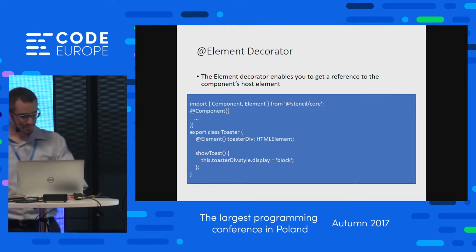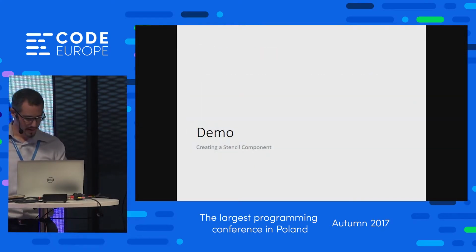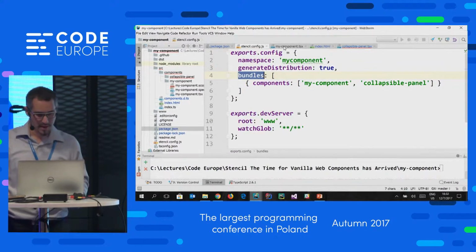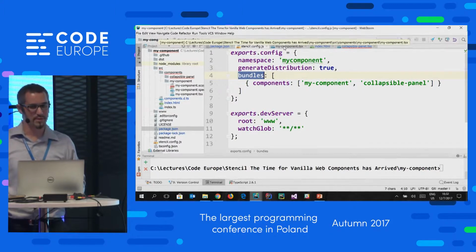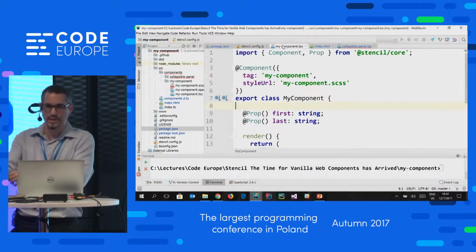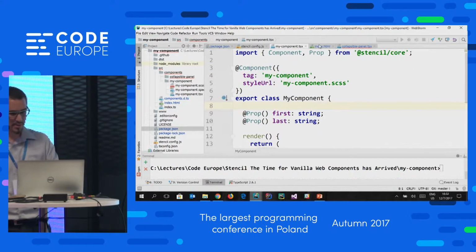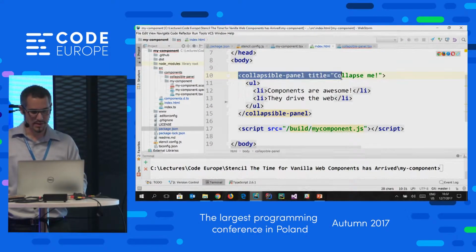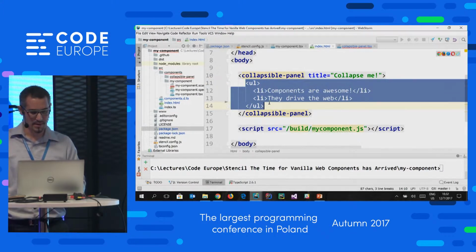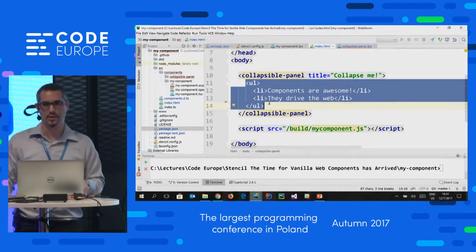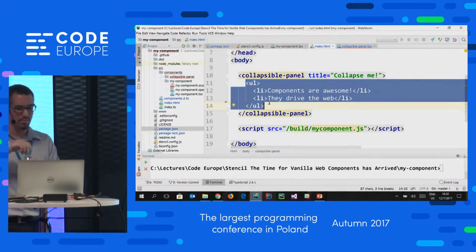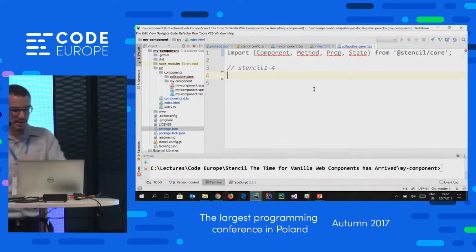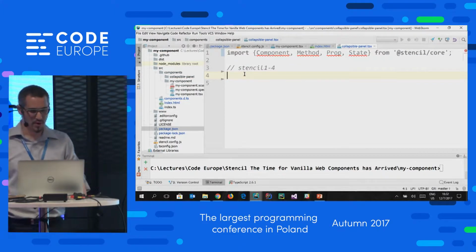So with that, let's create our new component. I'm going to create the same component, the same collapsible component, but with Stencil. So let's get started. You can see here in the example that I have a collapsible panel, and here I don't use a slot or anything else. It's just a component. Let's start with the collapsible panel.